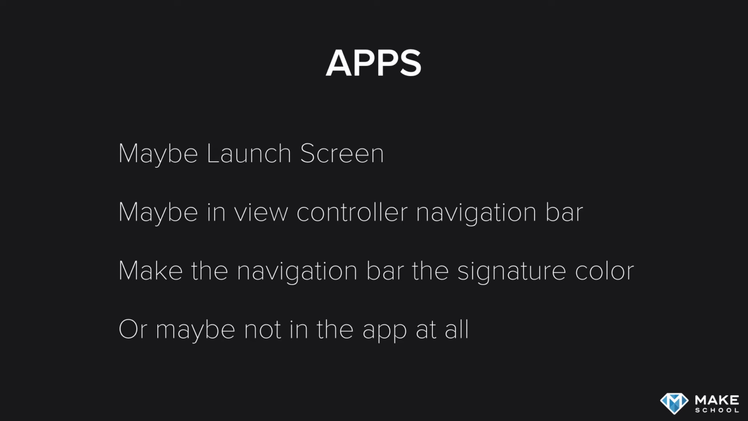For an app, maybe your logo could appear on the launch screen as the app is loading. Or maybe it appears as a title in the root view controller navigation bar. You could also incorporate part of your brand's identity by making your navigation bar color match the signature color of your brand. Or maybe your branding doesn't really feature heavily in the app at all, which is totally okay. An important part of your branding mission was accomplished when it convinced the user to download the app in the first place, and they're interacting with your brand every time they click your icon. So it's not as if you're in danger of having the user forget about your app once they're inside of it.